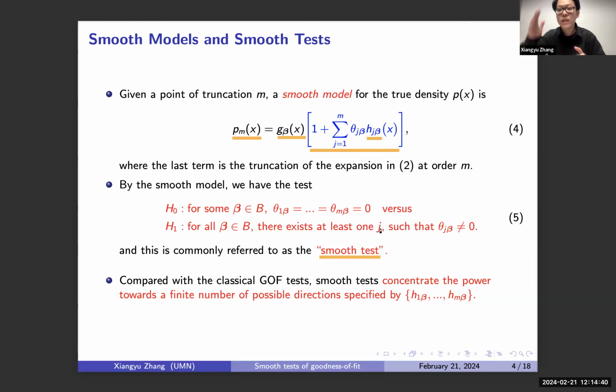So we want a truncation, and then we postulate our smooth test because of this. And for the power, of course, it depends on your selection of M and how you choose your orthonormal basis functions. I saw somebody have questions.